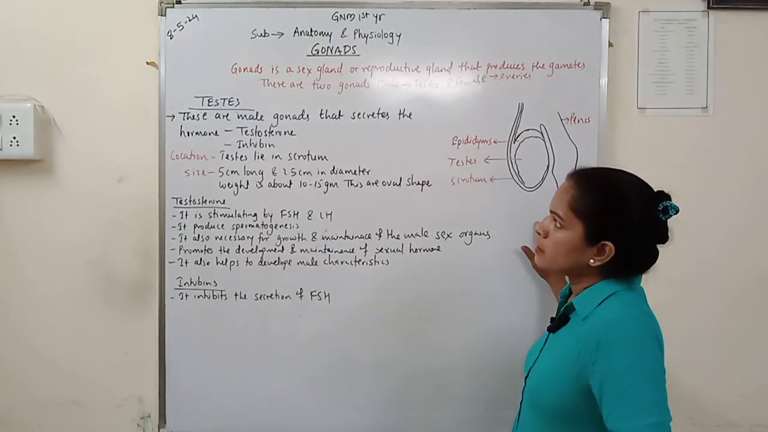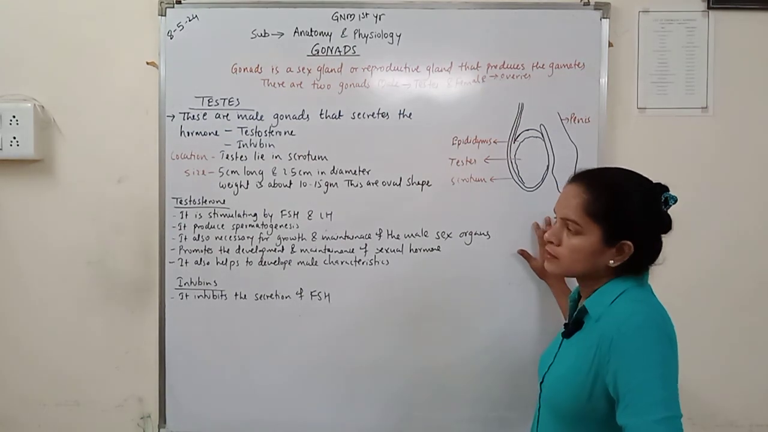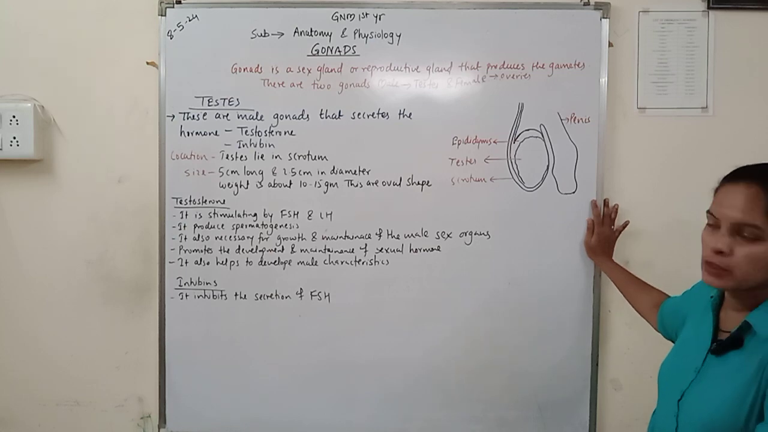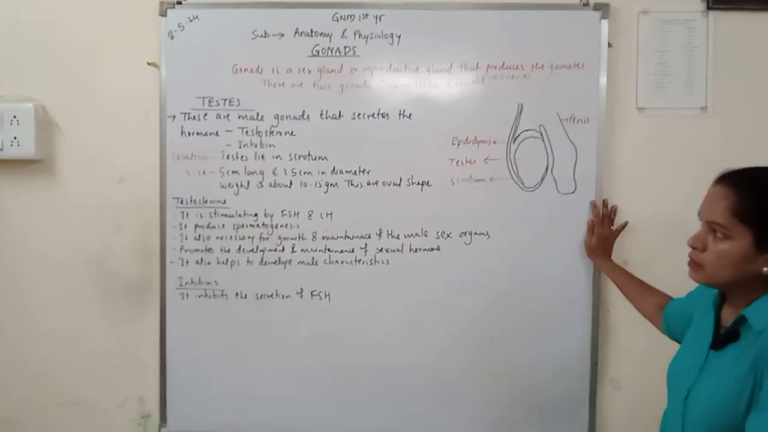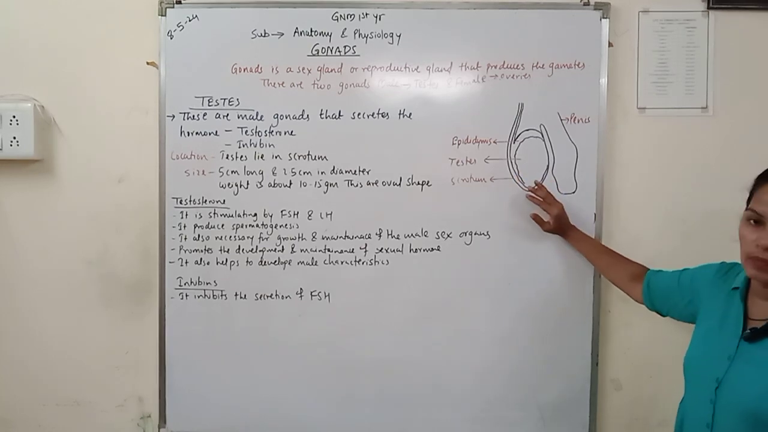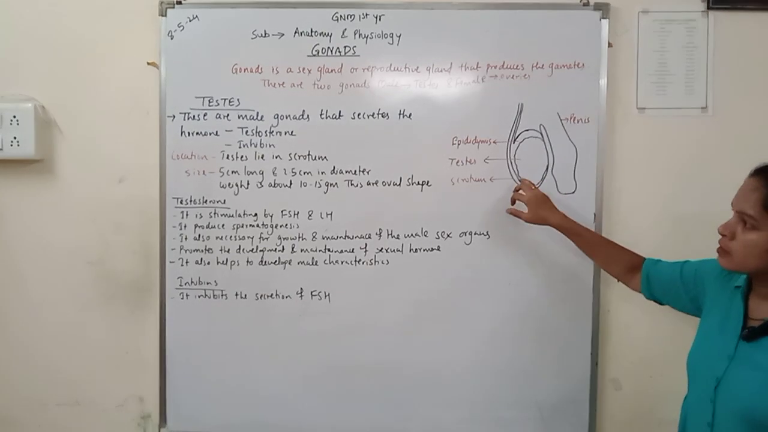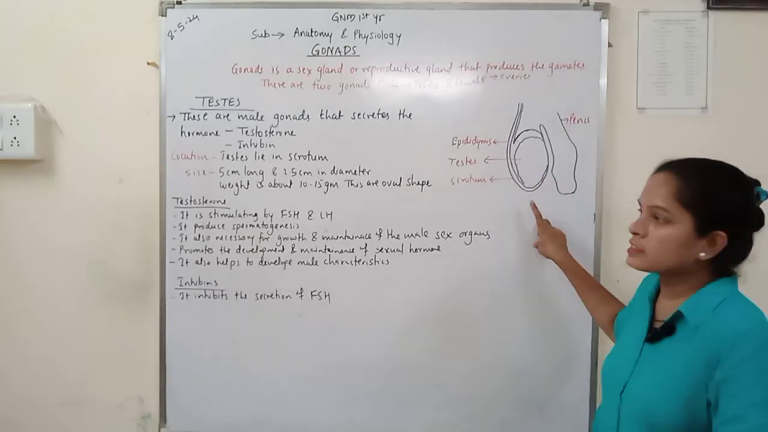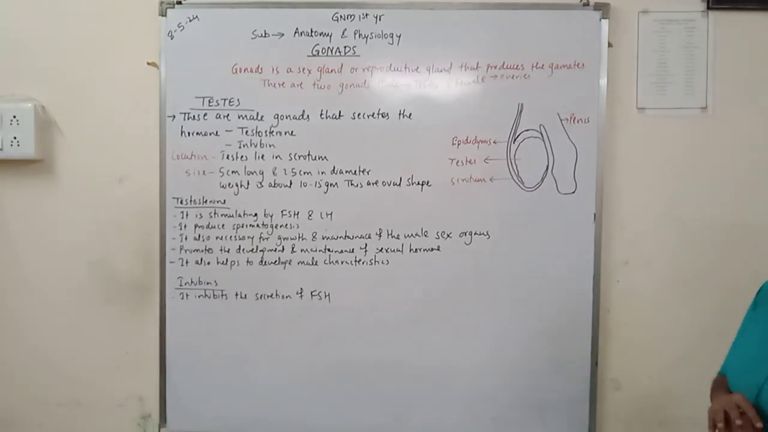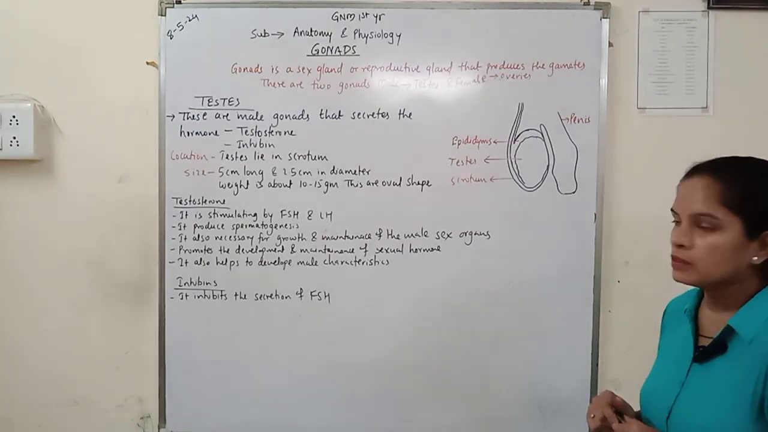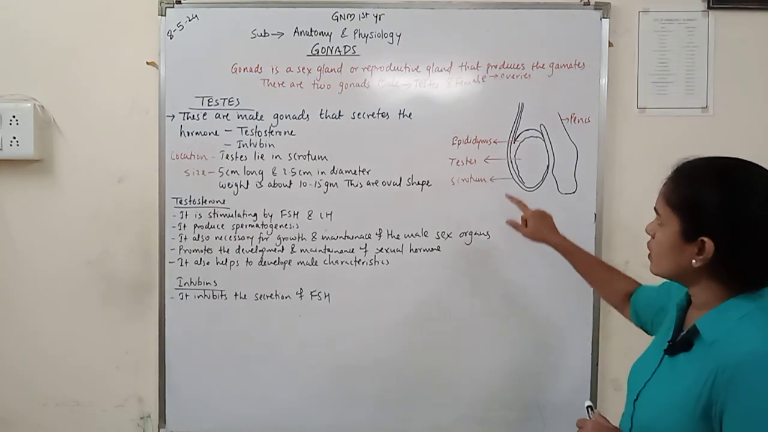Testes, these are the male gonads that secrete the hormones, that is testosterone and inhibin hormones. Okay, the location of these testes is in the scrotum, and the size of the testes is 5 centimeter long and 2.5 centimeter in diameter. Weight is about 10 to 15 gram, and this is oval shape.